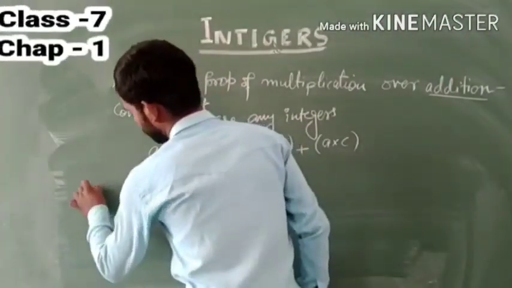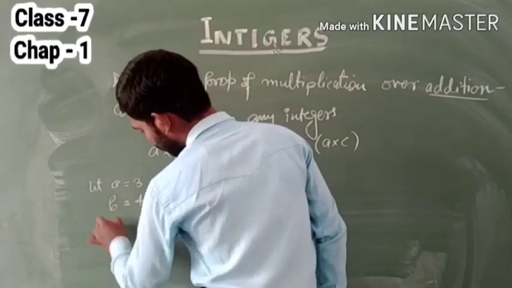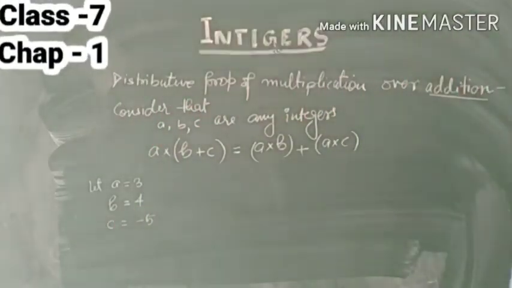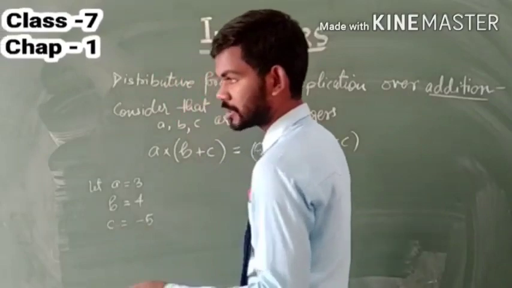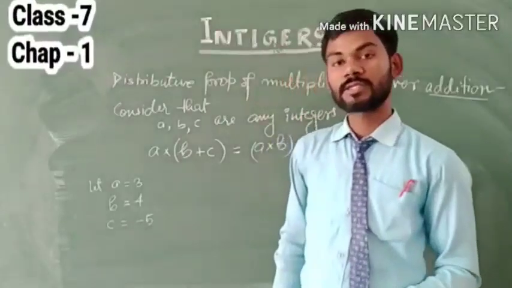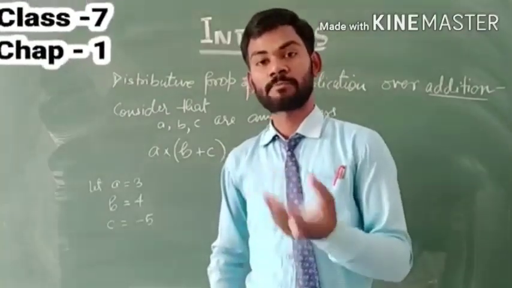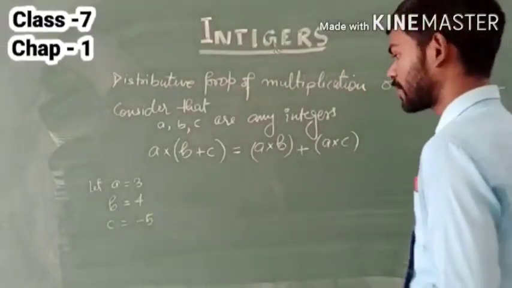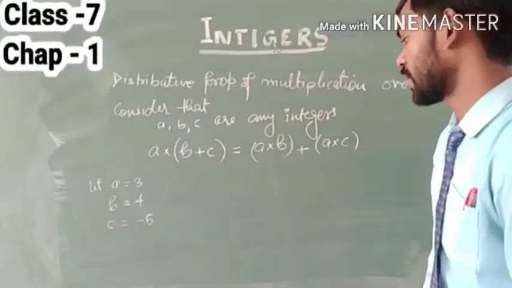So here let A be equal to 3, B equal to 4 and C equal to minus 5. As I told you, A, B, C are any integers, so it does not matter whether you take positive or negative integers. You can take all positive, all negative, or in random order, two out of three positive or two out of three negative. Here I have taken two positive integers and the last is a negative integer.